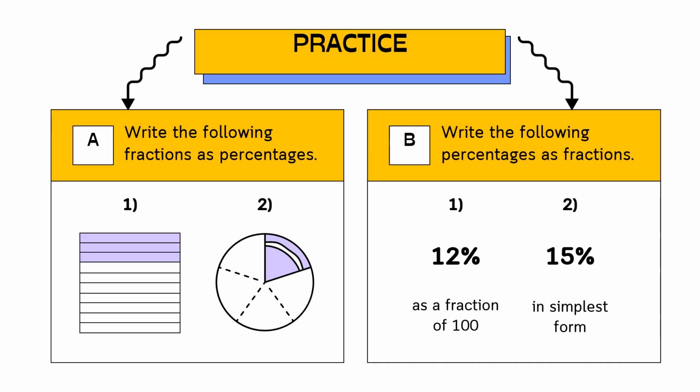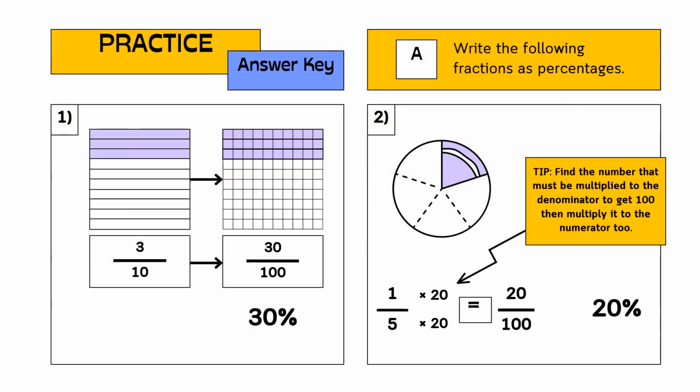So this is the practice. Write the following fractions as percentages. Okay. And then write the following percentages as fractions. Look at the answer key. So 3 divided by 10. 3 is the shaded portion. 10 is the number of sections the rectangle is divided into.